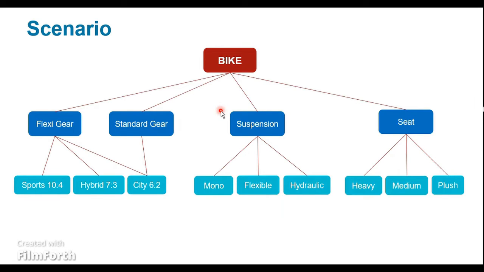Similarly, if we come to the suspension, we are going to provide 3 types of suspensions. One is the mono, then the flexible suspension, and then the hydraulic suspension. Coming to the saddle, we have 3 variants again. Does he need the heavy seats, the medium seats, or the plush seats?